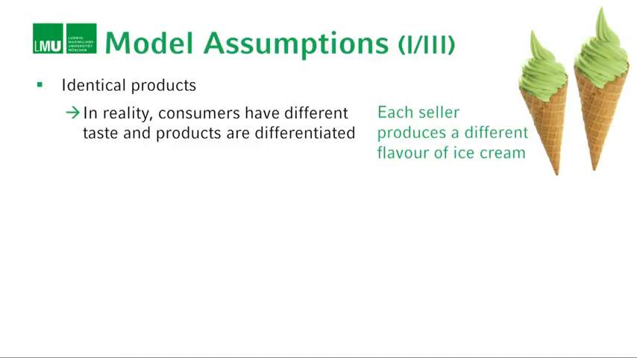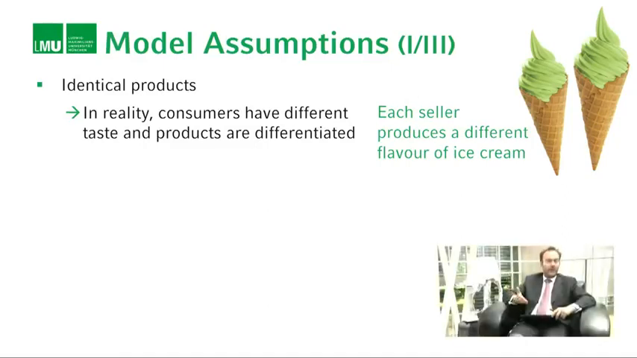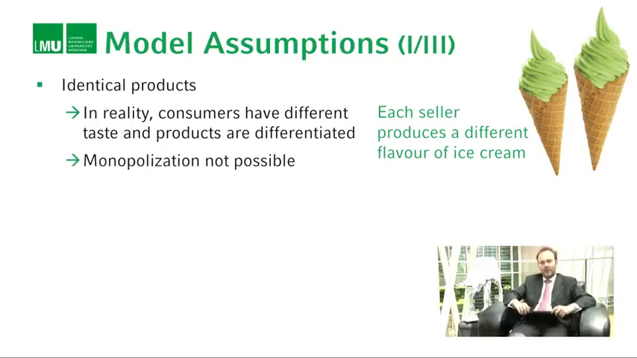I guess the easiest one is that maybe firms do not have identical products. Right? So in reality, consumers will have different tastes, and products will be differentiated. So each seller might well produce a different flavor of ice cream. And this means that monopolization for one of the products is not possible. Simply speaking, if one of the products charges a slightly lower price than the other, but the other sells strawberry ice cream and I sell vanilla ice cream, the fans of strawberry ice cream aren't going to care that much about tiny price differences. And if this differentiation in terms of the consumers and the sellers is fairly pronounced, then monopolization is simply not possible.